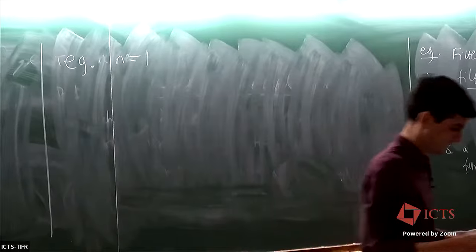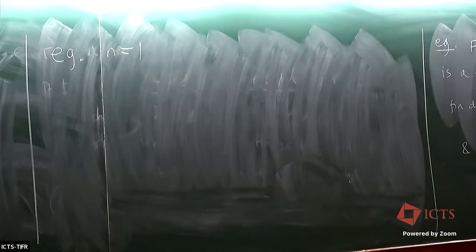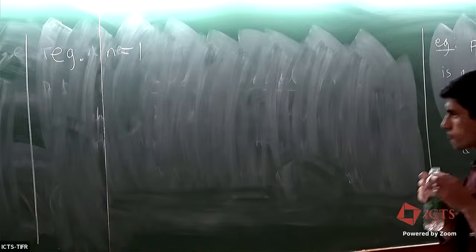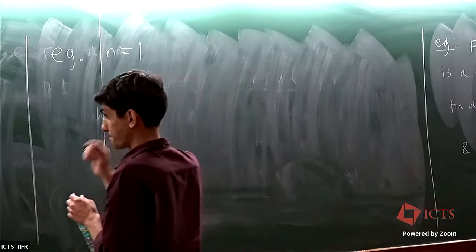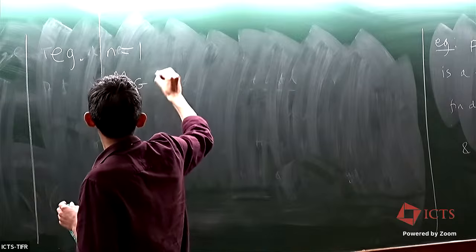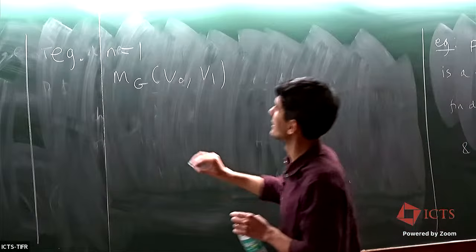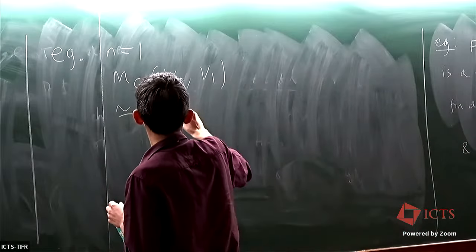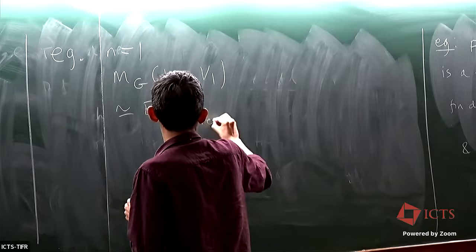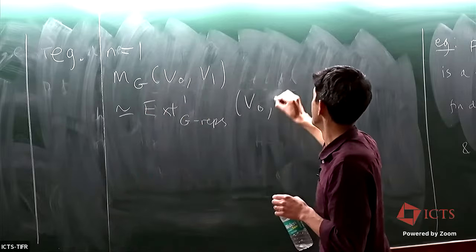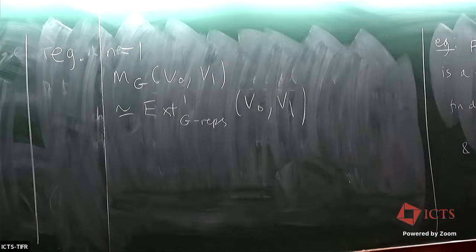So when n equals 1, what does this look like? You can check that M_G(V_0, V_1) is exactly the same as Ext^1 in the category of G representations of V_0 by V_1. So remember, an extension we could think of as a short exact sequence of G representations up to isomorphisms of short exact sequences. And that short exact sequence exactly gives you the mixed extension structure.